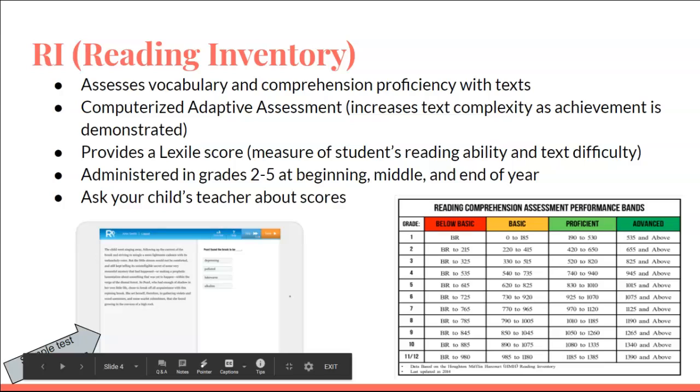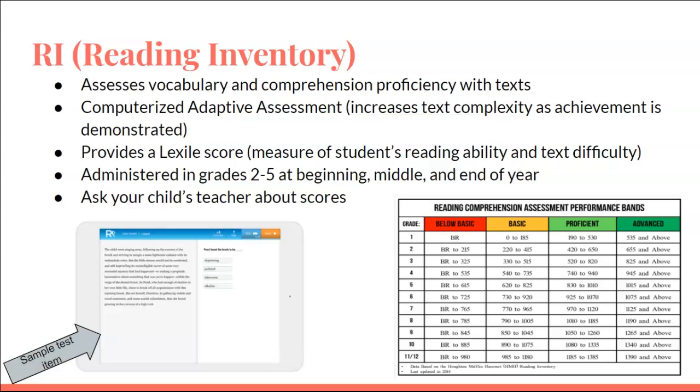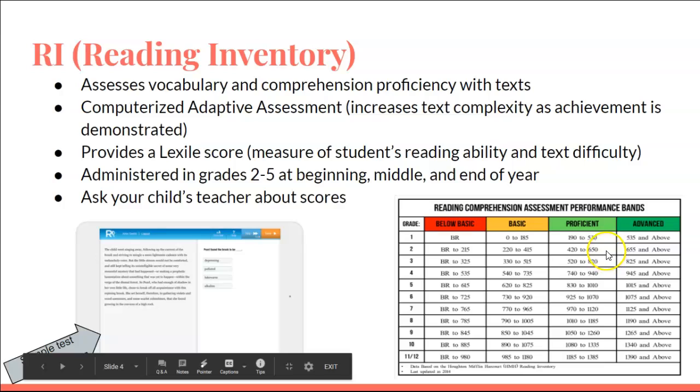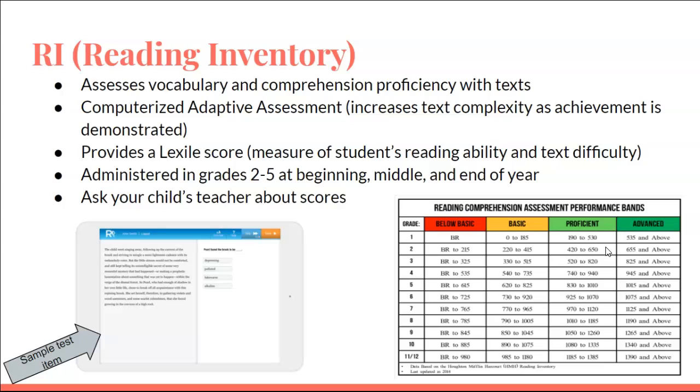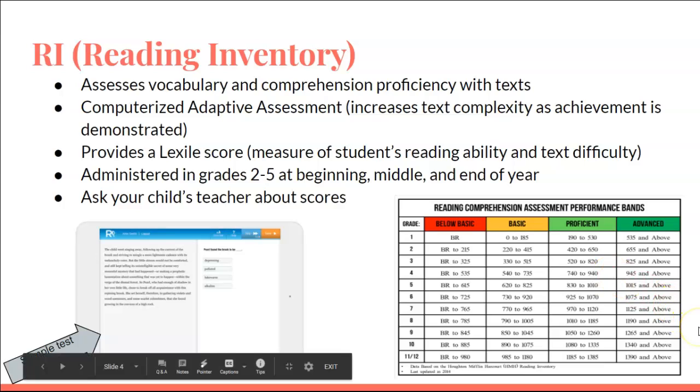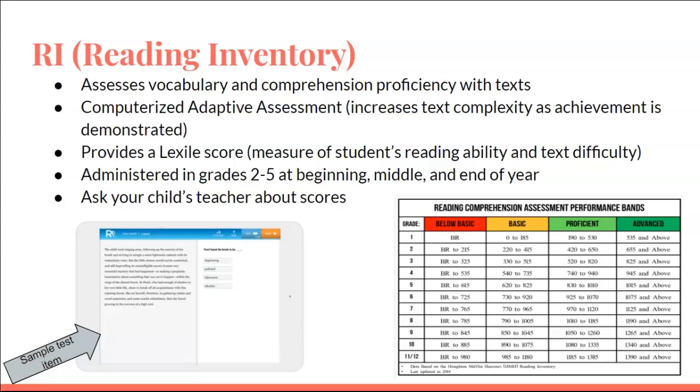In the bottom right corner, you will see a table that shows you the Lexile scores at your child's grade level. For example, if your child is in 2nd grade and you want them to be proficient, their Lexile score needs to be in the range from 420 to 650. Likewise, if your student is in 4th grade, and to be proficient, they would need a Lexile ranging from 740 to 940. This assessment is administered in grades 2 through 5 at the beginning, middle, and end of each year. You can ask your child's teacher about your scores.